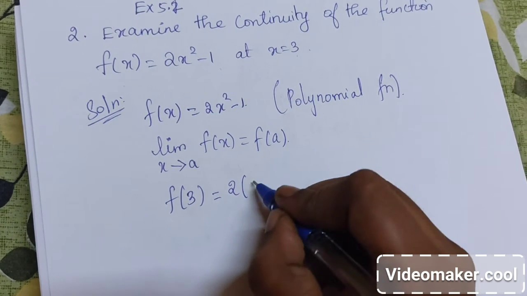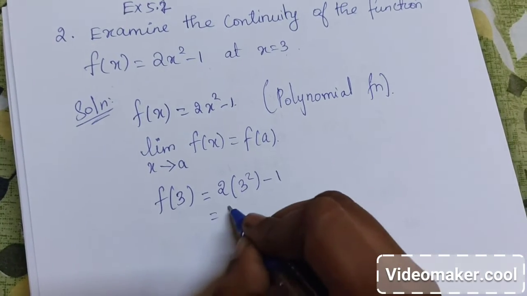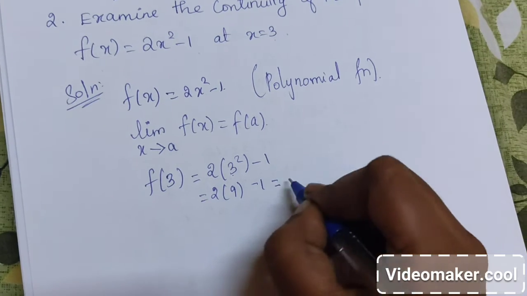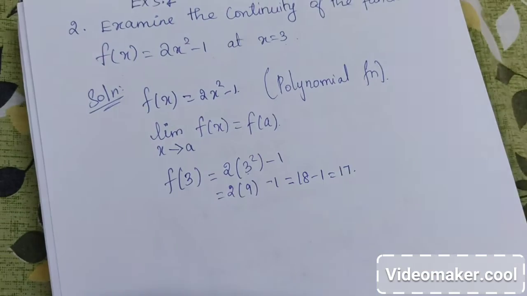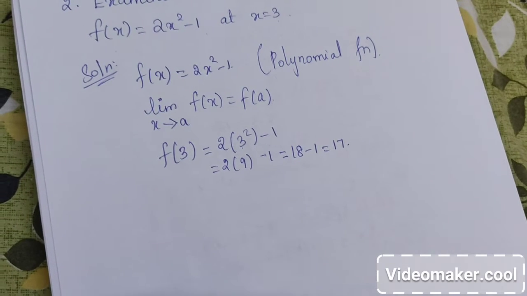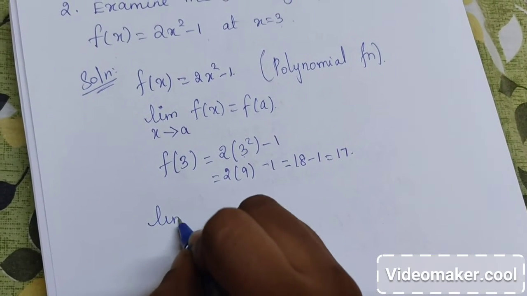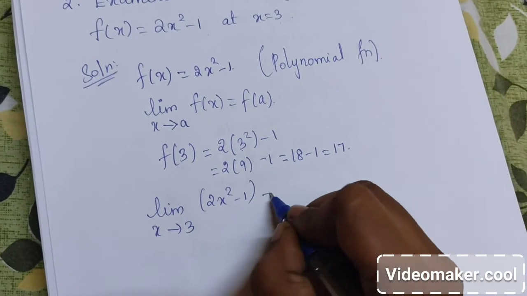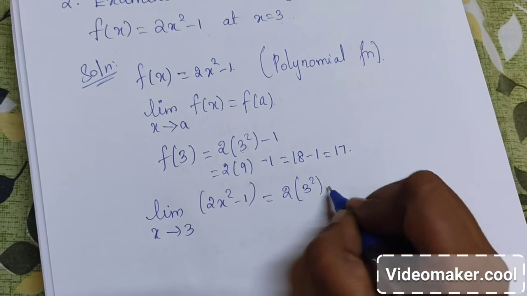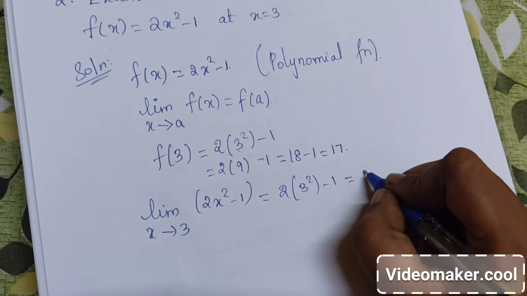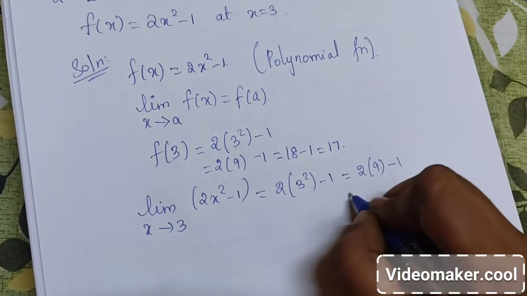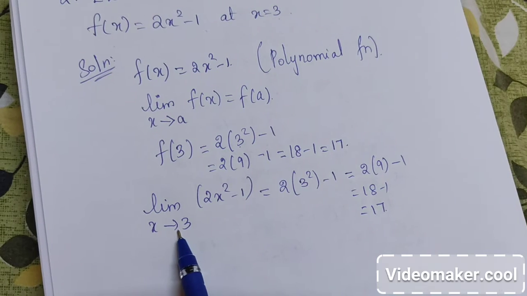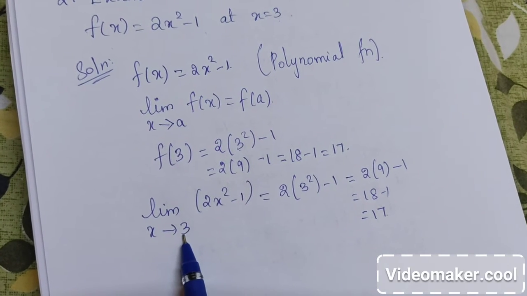So 2 into x square is 3 square minus 1, which is 3 square is 9. I'll write it in detail. 18 minus 1, which is 17. So 17 is the functional value at x equal to 3. Now we will calculate its limit. So limit x tends to 3 of 2x square minus 1, which is 2 into 3 square minus 1, equal to 17 again. So the functional value is equal to the limit of the function at x equal to 3.